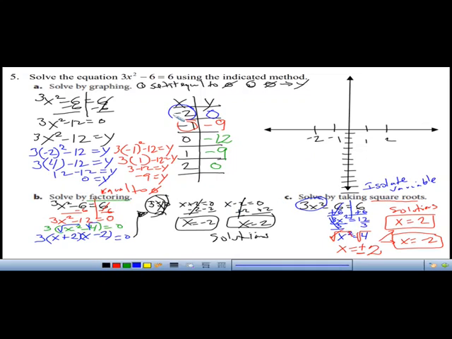I'm going to do that in blue. So the first point is -2, 0. It's right there. Next one, -1, -9, which is right there. Next one, 0, -12, which is down here. Next one, 1, -9. Next one, 2, 0. Let's graph our parabola.